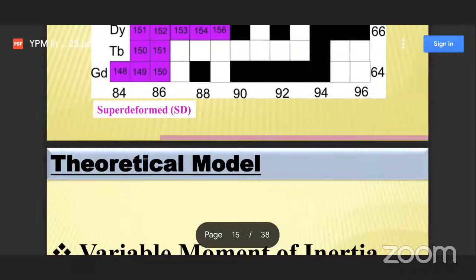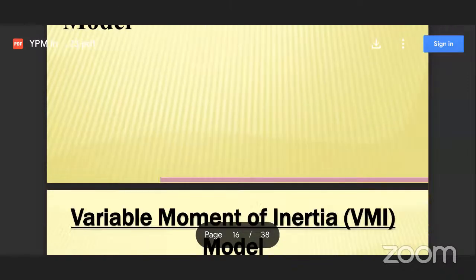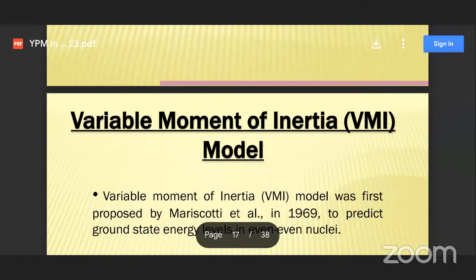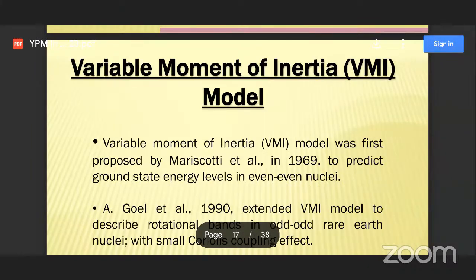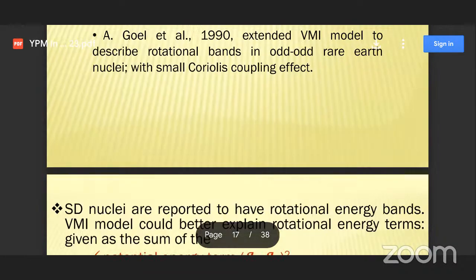So I have used this VMI model, which is the theoretical model here, a variable moment of inertia model. And with the help of this, I have tried my level best to estimate the spins, band head energy, and the level structure of the triaxial super deformed band. This model was first proposed by Mariscotti in 1969 to predict the ground state energy only in even nuclei. Later on, it was modified in 1990 to describe the rotational band in odd rare earth nuclei with my supervisor and the group, with small Coriolis coupling effect.